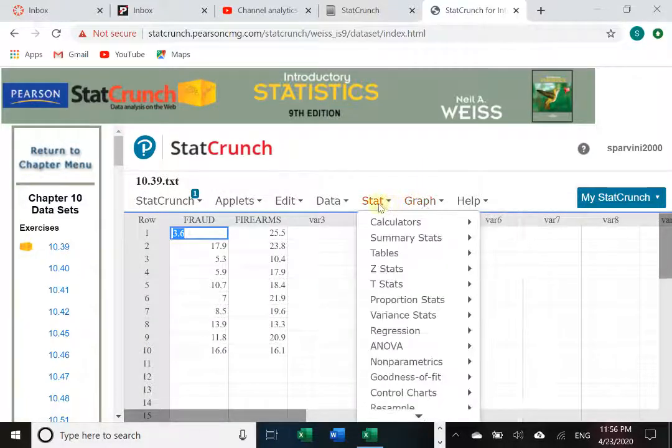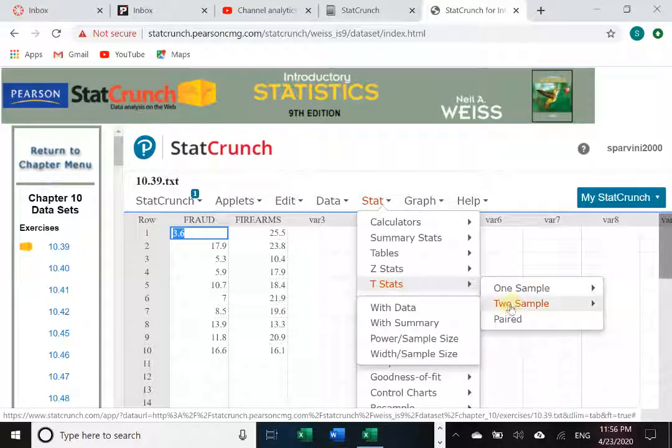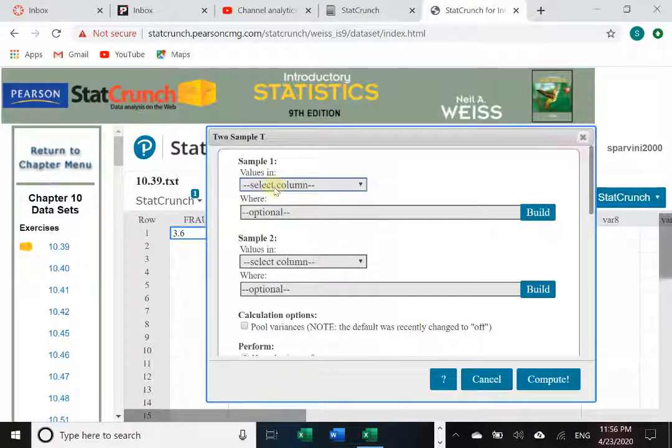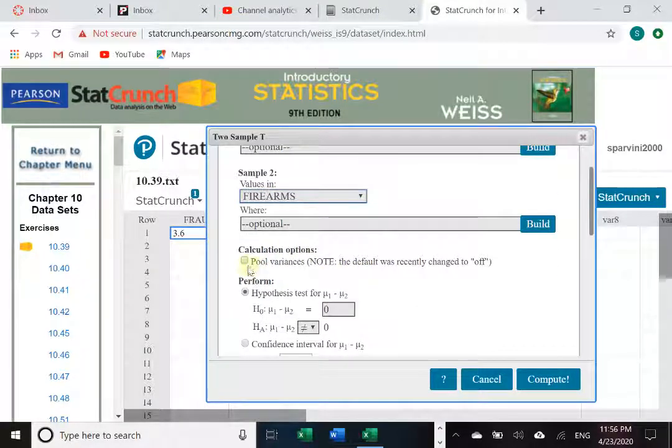This time I'm going to use the actual data. So here's our t-test, the t-statistic for 2 samples with data. This time our results are going to be off by a little bit because StatCrunch doesn't round like your textbook does. The variable for the first sample is fraud, and the second sample is firearms. We're going to pool the variances together, and the alternative was less than, just like before. Notice there's no need for me to put the sample size, the mean, or the deviation. StatCrunch can figure it out based on the actual data.